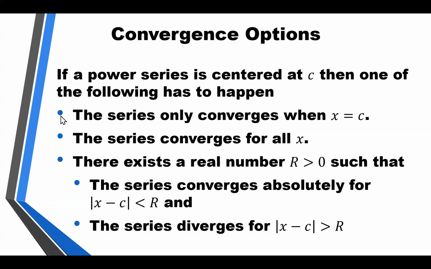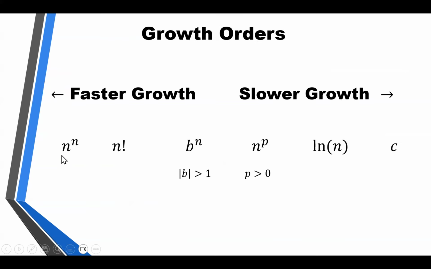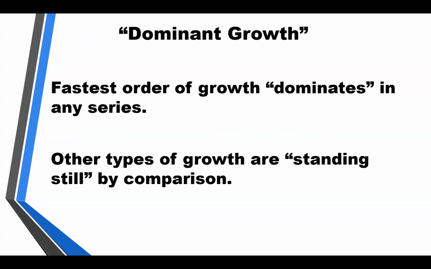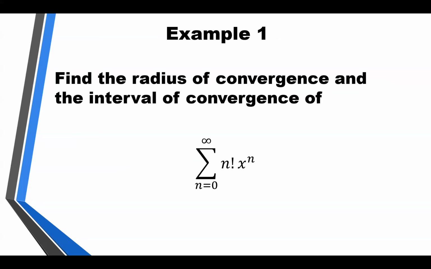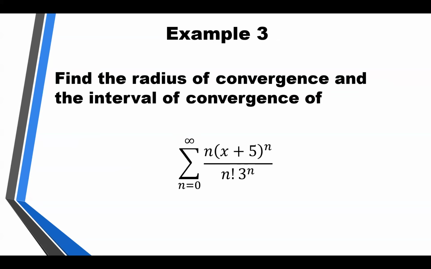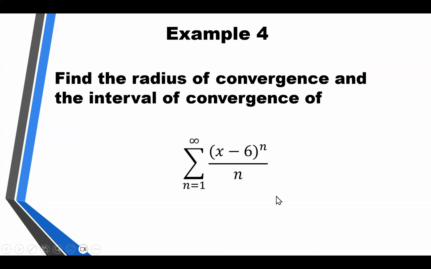So the first 2 cases, where the series only converges when x equals the center, or the series converges for all x, happen when we have faster growth than exponential around. Like in our cases, n factorial was always there. If exponential growth is the fastest, then we're in a different scenario.